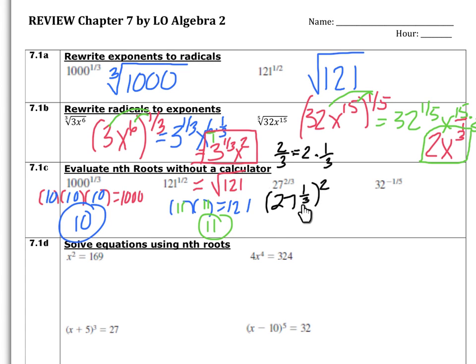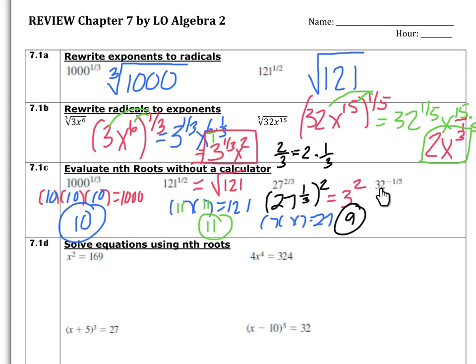This just says, what's the 1/3 root of 27? Again, that just means what number 3 times by itself gets us 27. The answer with that would be a 3. So this simplifies to being 3 squared. Now we know 3 squared just means 3 times 3. The answer here is going to simplify to 9.